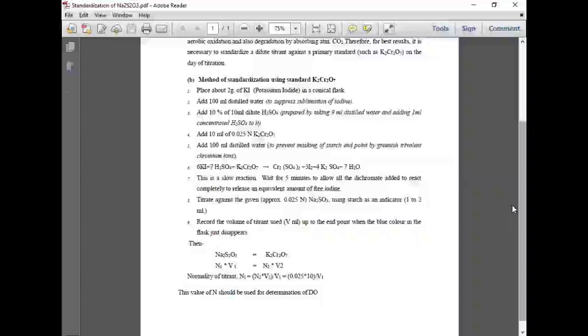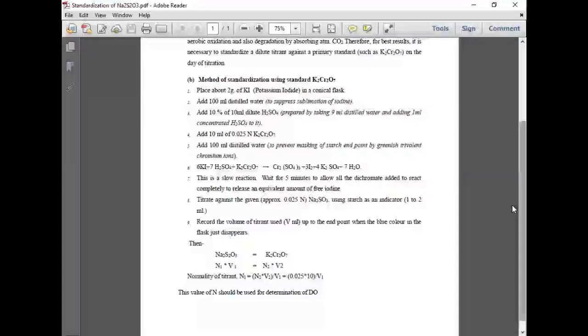Next, we are going to add 10 ml of 10% dilute H2SO4. The H2SO4 available in our laboratory is 36 normal and is concentrated H2SO4. So we have to dilute it to 10%. We are going to do it in a 10 ml measuring cylinder. We are going to take 1 ml of concentrated H2SO4 and add 9 ml of distilled water to it. The total volume is now 10 ml and the prepared H2SO4 is 10% dilute H2SO4.